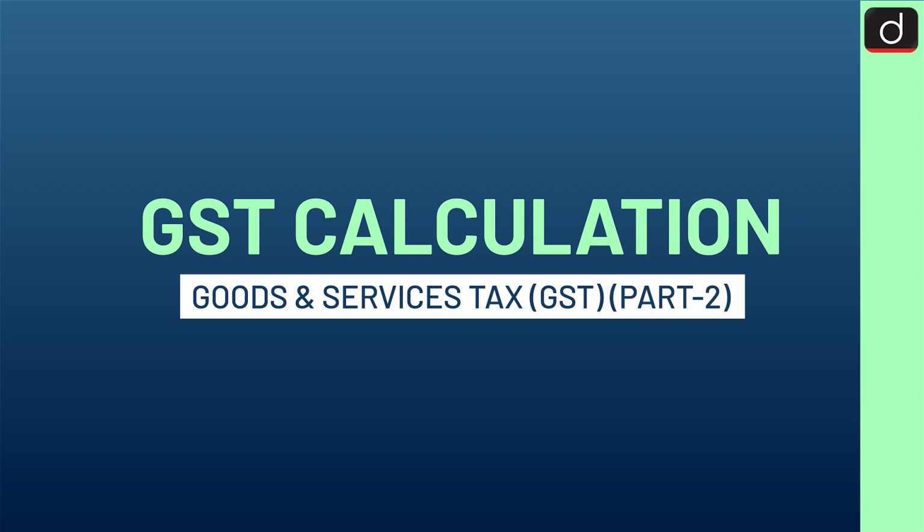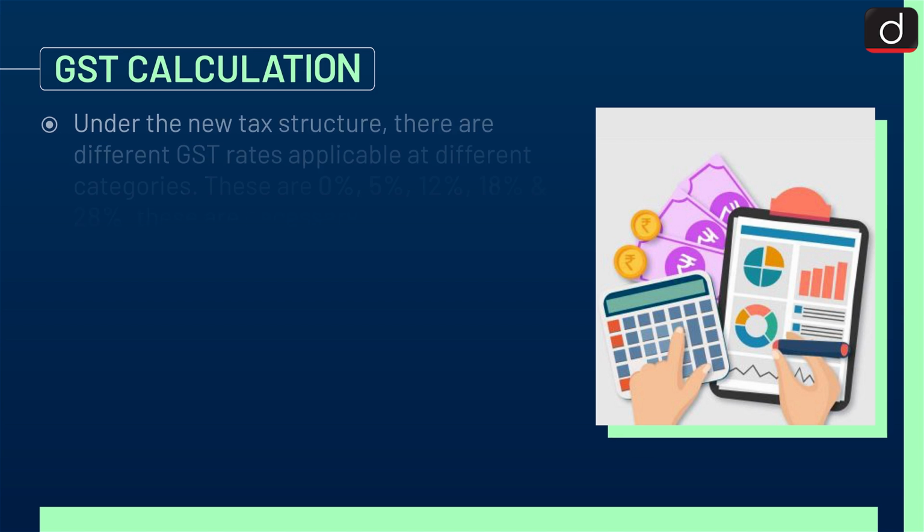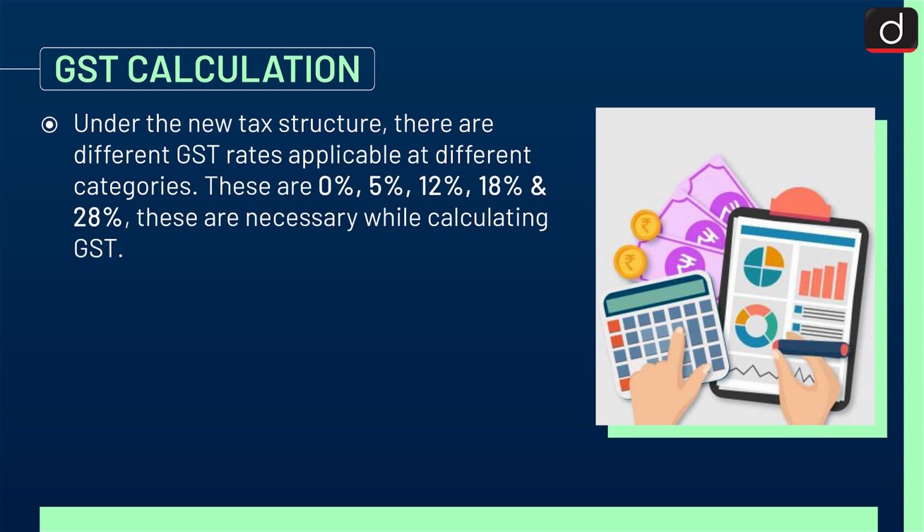Now let's understand the GST calculation. Under the new tax structure, there are different GST rates applicable to different categories. These are 0%, 5%, 12%, 18% and 28%. These are necessary while calculating GST.